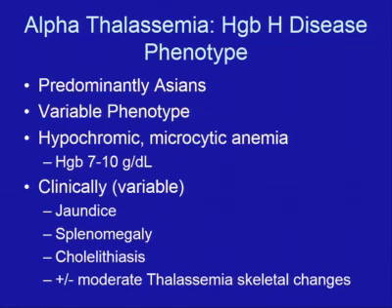Predominantly Asians, again, because they tend to carry that cis deletion more commonly. The phenotype can be quite variable. They tend to be moderately anemic, microcytic. But patients may develop jaundice, splenomegaly. Because of chronic hemolysis, will get gallstones. And they may have similar skeletal changes that you might see like in the beta thal patients.